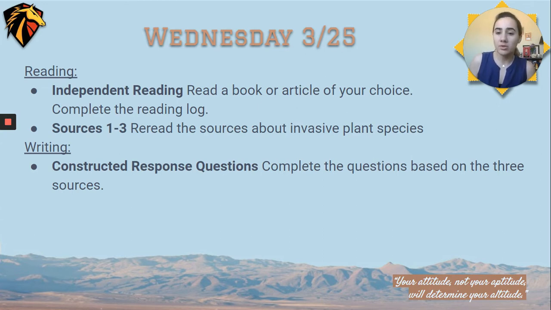The next thing it wants you to do is reread sources 1 through 3 about the invasive plant species, because for the writing, you are going to do some constructed response questions. It's just going to ask you some very basic questions about the 3 sources so that you are more prepared to start the argumentative essay tomorrow.